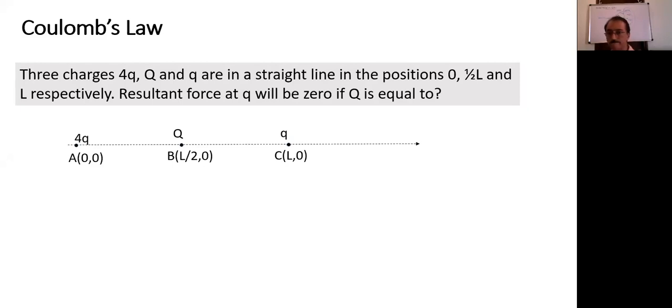Kirtana. Hello. Yes, sir, what are the signs of the charges? Actually, it does not matter. You have to find capital Q in terms of small q. Capital Q will always be some constant multiplied by small q, and the coefficient of small q could be positive or negative. Is it minus q by 4?